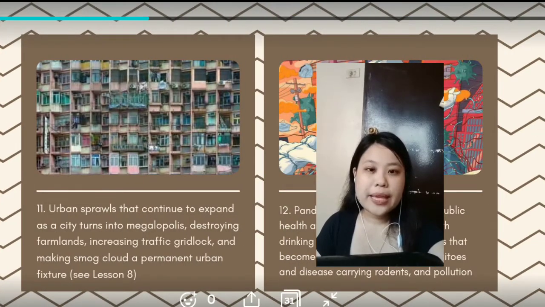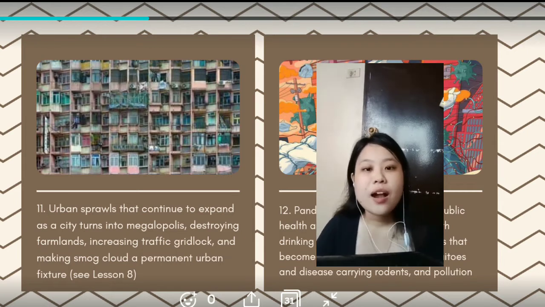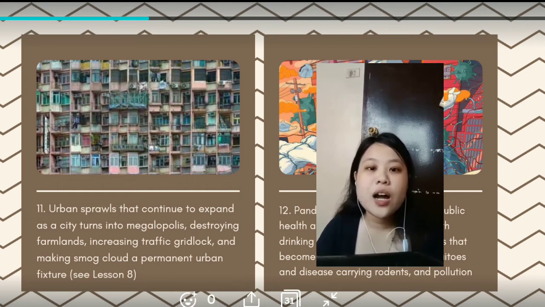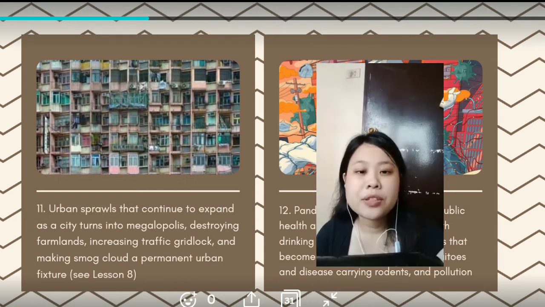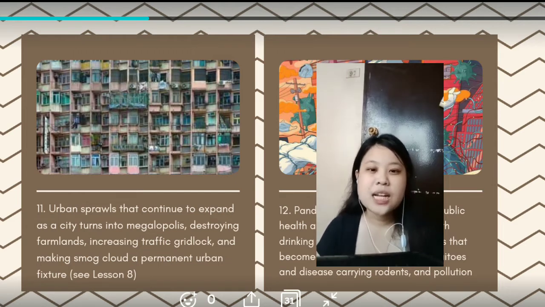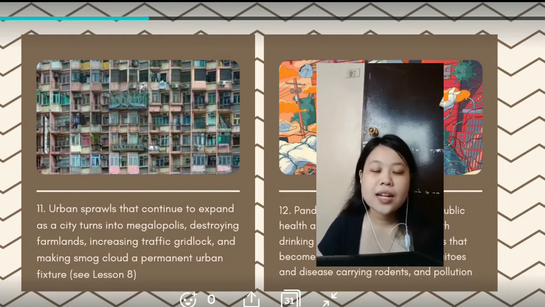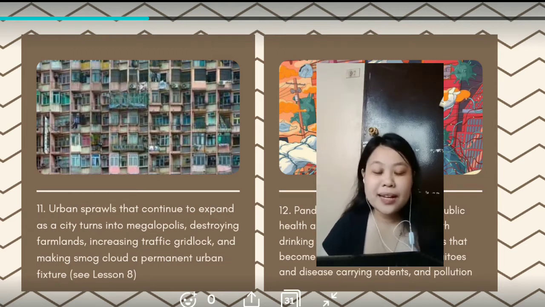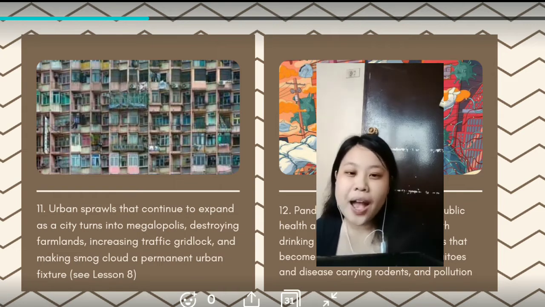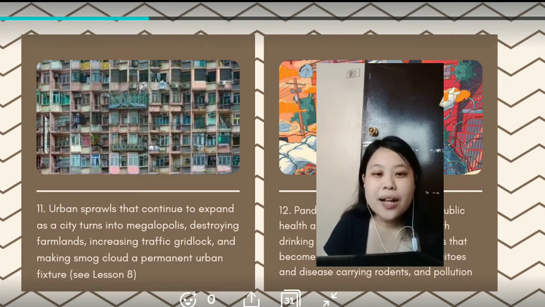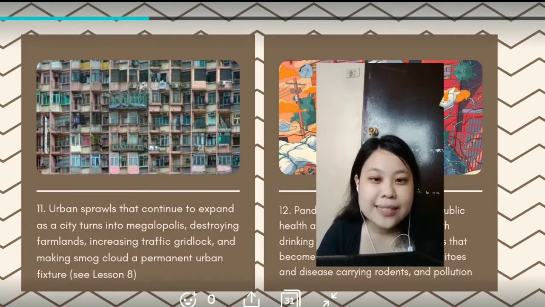So the next problem that we have here is the urban sprawls that continue to expand as the city turns into megalopolis, destroying farmlands, increasing traffic gridlock, and making smog cloud a permanent urban fixture. So in this one, it talks about the development in a certain area, like when an area becomes industrialized, with infrastructures and buildings. What is the problem with that? It can help us economically, for our economic growth. Makatabang na siya. But for the environment, it can affect us in a negative way.